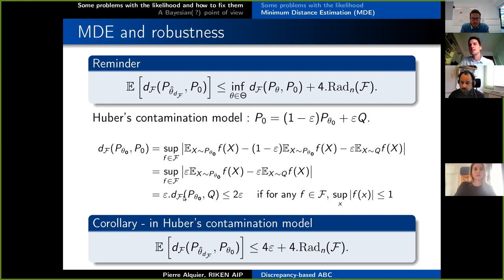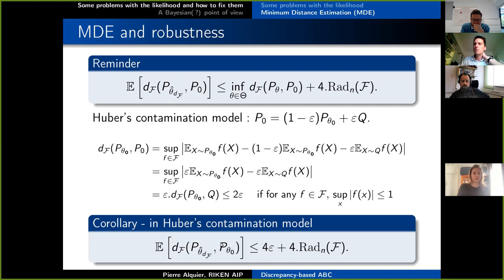But if, as in the Kolmogorov-Smirnov case or the kernel case, the functions in the class F are bounded, the distance is always bounded by one. So this is smaller than epsilon. It's an important corollary of the result I presented before. Remember that P theta hat is close to P naught, the true distribution. In particular, in the contamination model, you have two terms bounding the distance between P theta hat and P theta naught.